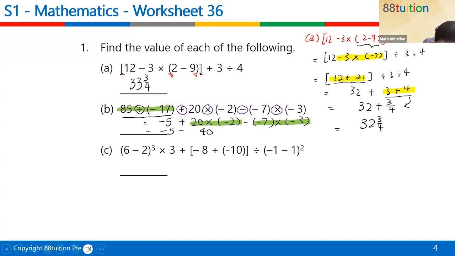Then this is minus 21. So what I have here is minus 5, minus 40, minus 21, and that gives me minus 66 for this answer. Okay, so that is for part B.